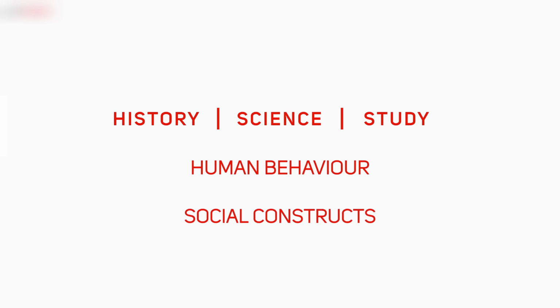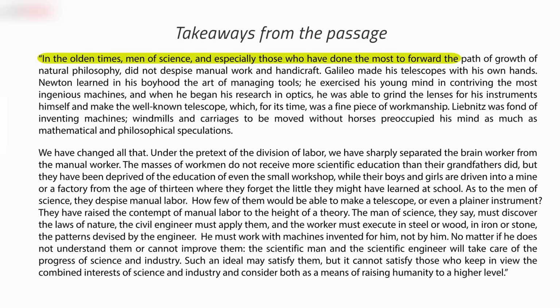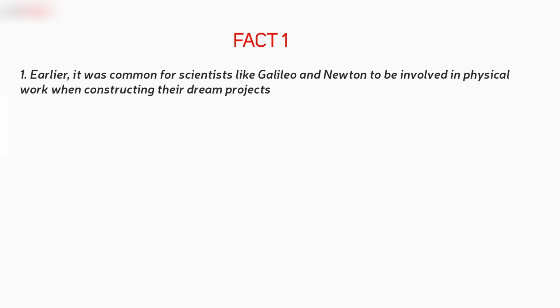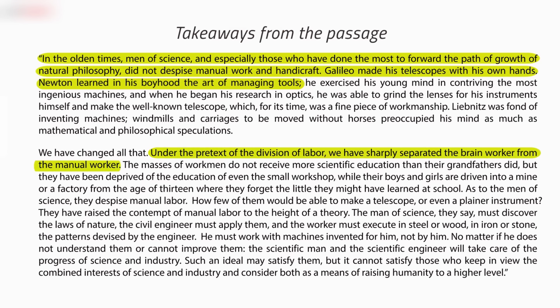GRE RC passages are usually drawn to topics like these, combining history, science and the study of human behavior and social constructs over the ages. As someone who has just read the passage, what are your key takeaways? Number 1. Earlier, it was common for scientists like Galileo and Newton to be involved in physical work when constructing their dream projects. Number 2.